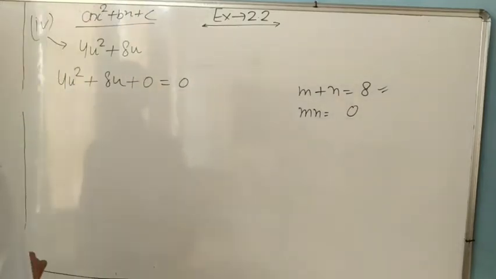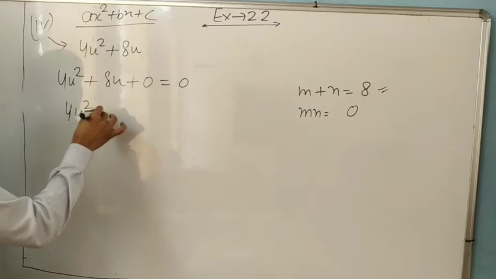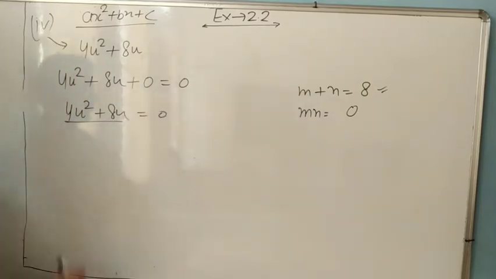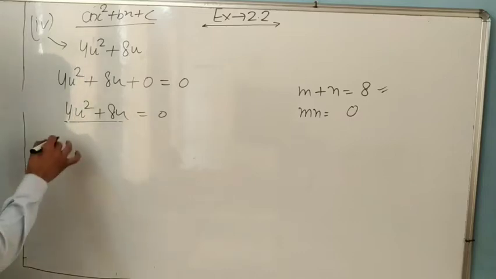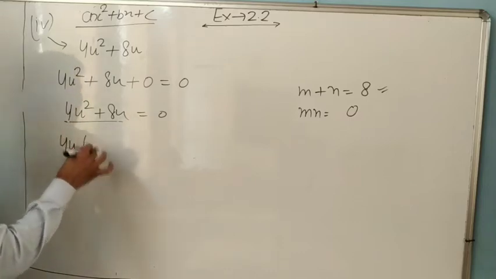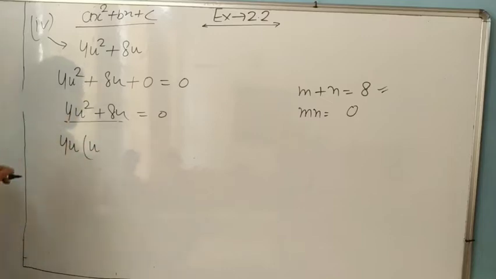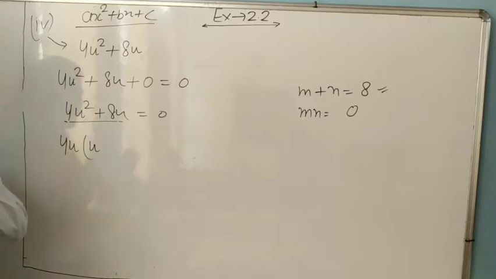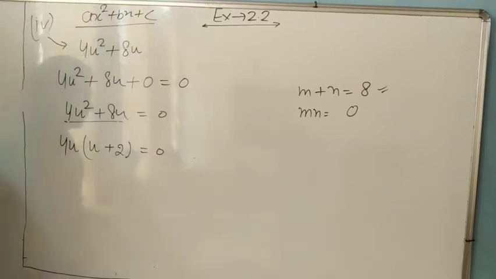Look, if you want to find the factors of 4u square plus 8u equal to 0, it is very simple, no need to split. What is common? 4 is common and u is also common. Take 4u common. What remains here? 4, only u. And here 8 divided by 4 is 2, so u plus 2 equal to 0.